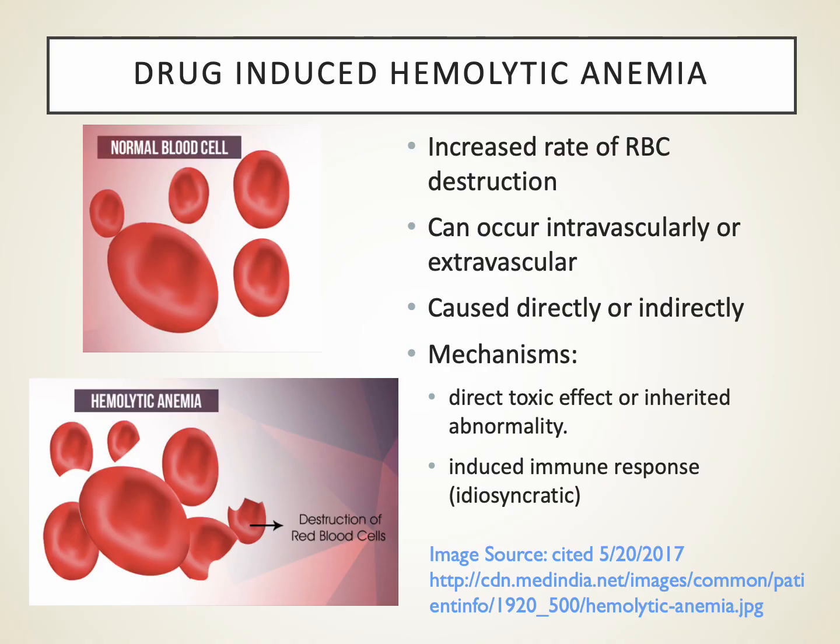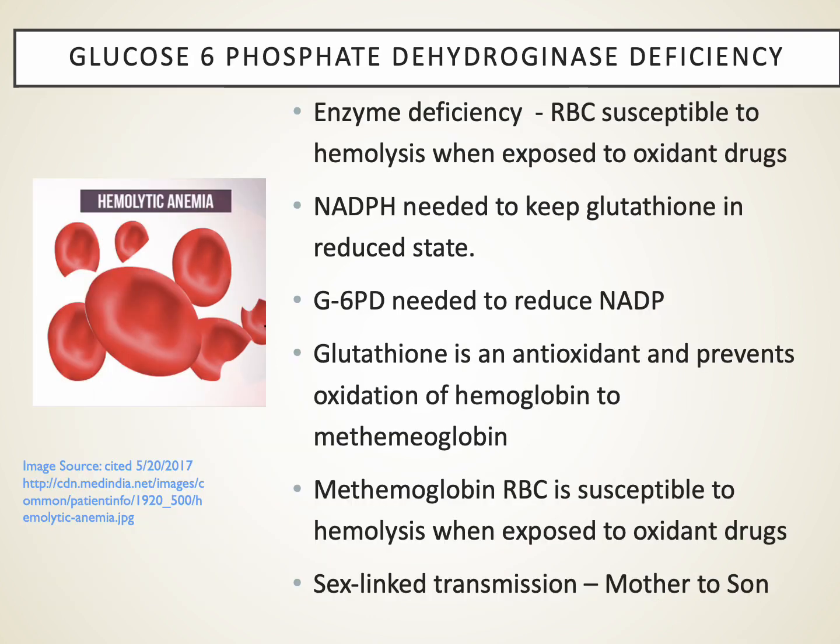You remember we talked a bit about hemolytic anemia, hopefully, and this is when you have an increased rate in red blood cell destruction. It can happen in the blood vessels or extravascularly, and it's often related to a toxic effect or an inherited abnormality or some kind of an induced immune response, an idiosyncratic response. So the one big one we think about here is a glucose-6-phosphate dehydrogenase deficiency, as we alluded to earlier this year. And so that's something that would be looked at.